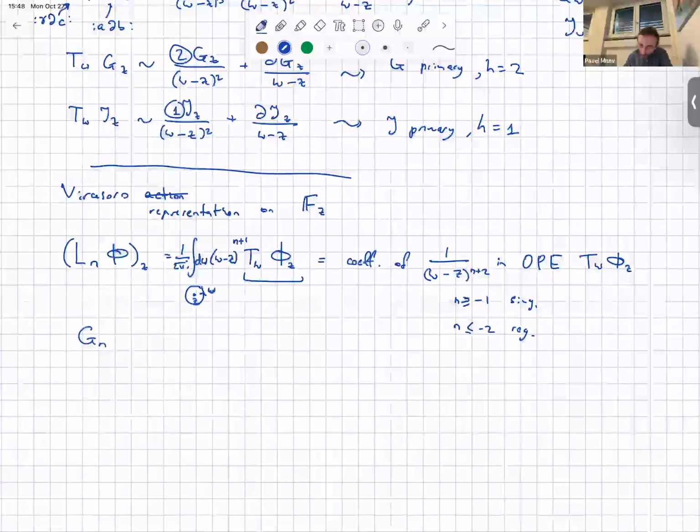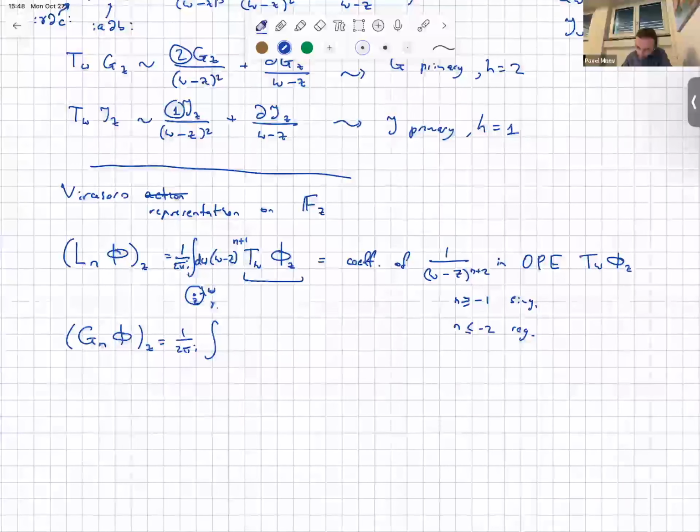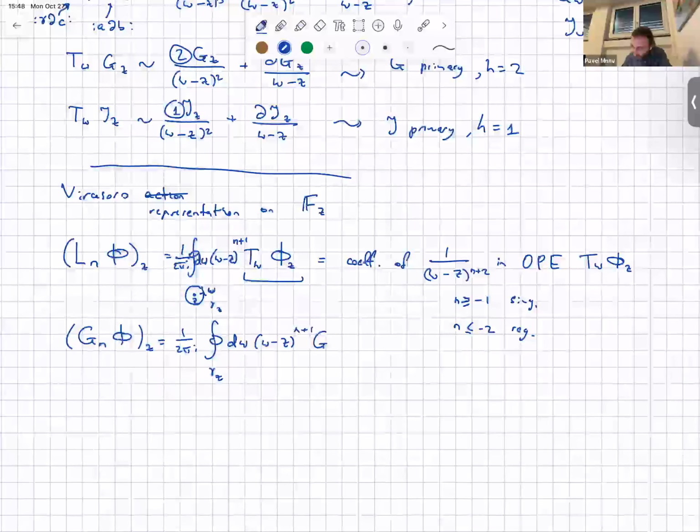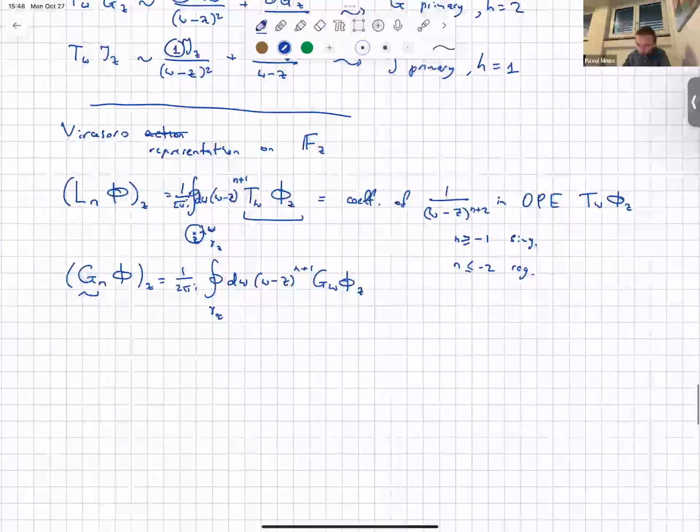There are also the mode operators for the field G. So apart from the stress energy tensor, I also have my field G, and I have a similar, let me call this contour gamma Z, a similar contour integral, but involving the field G instead of the stress energy tensor. And that gives me some other kind of operators on the space of fields at a point.